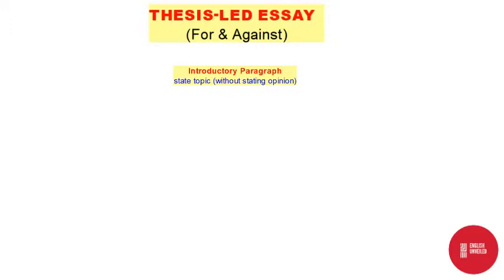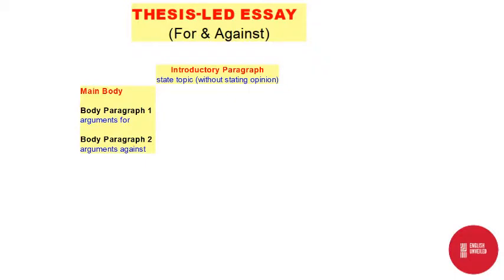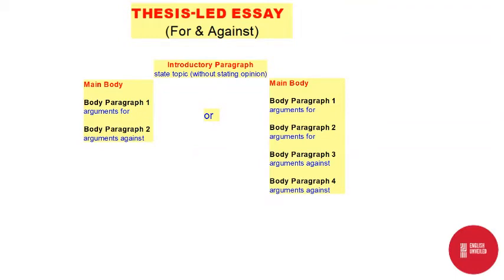A thesis-led essay should also consist of a main body, in which body paragraph 1 usually includes points for the topic, and body paragraph 2 usually includes points against the topic. Or a main body in which body paragraphs 1 and 2 usually include points for the topic, and body paragraphs 3 and 4 usually include points against the topic.